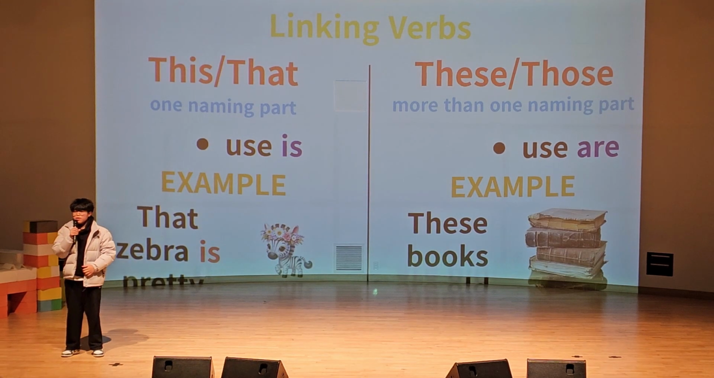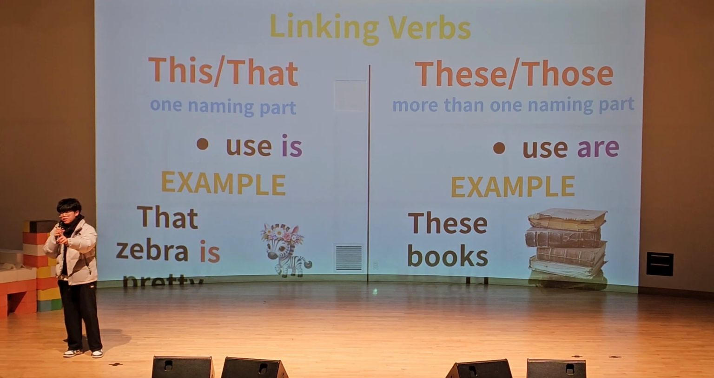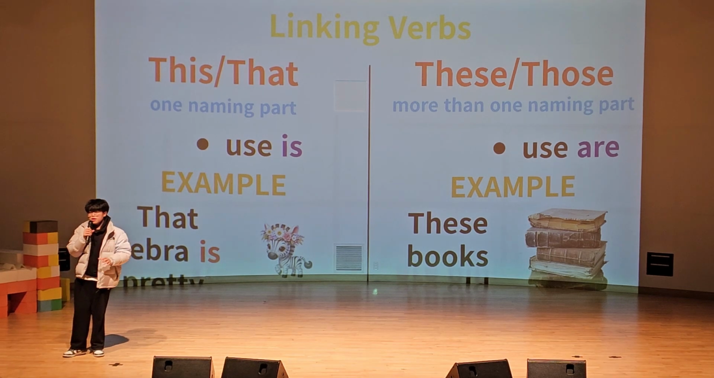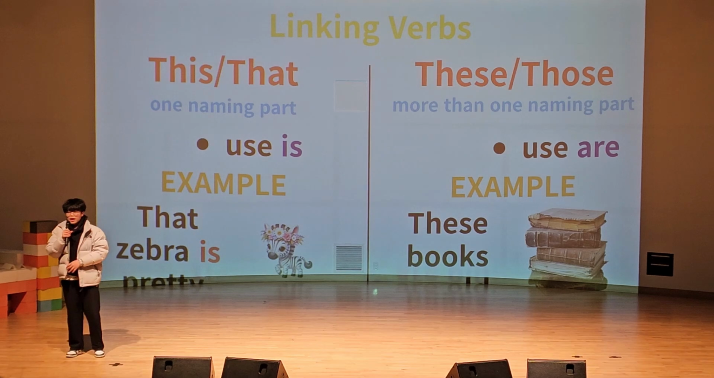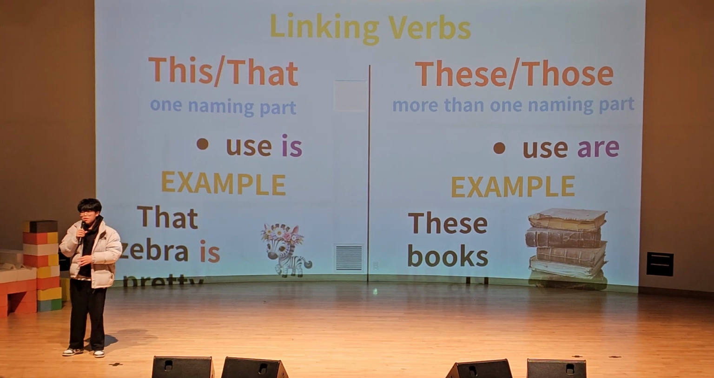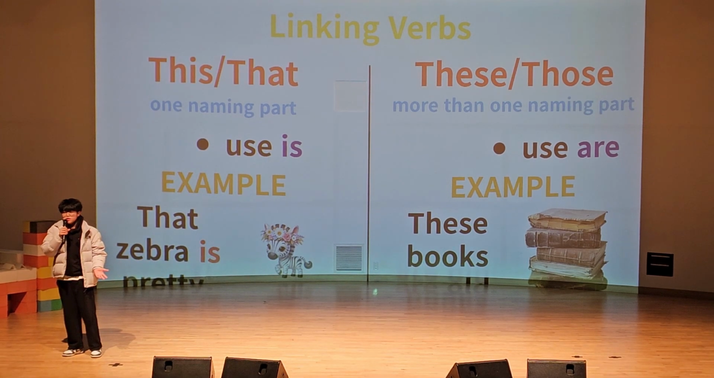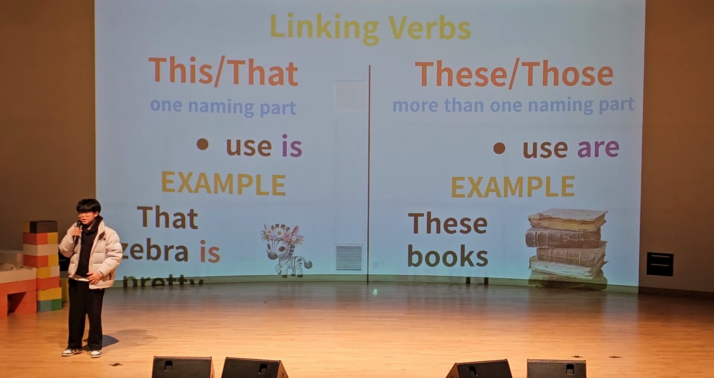Now let's go over linking words. This and that are one naming part, so we use is. Here's an example. That zebra is pretty. And these and those are more than one naming part, so we use are. Here's an example. These books are old.